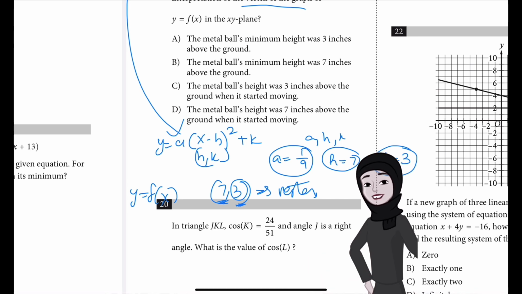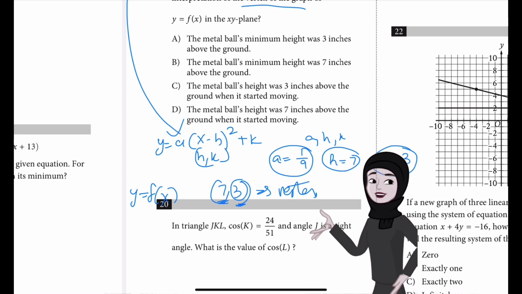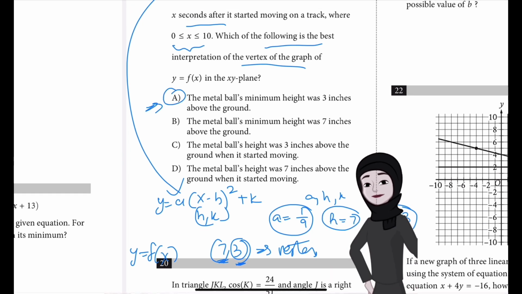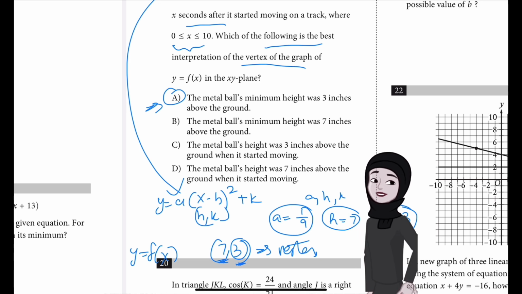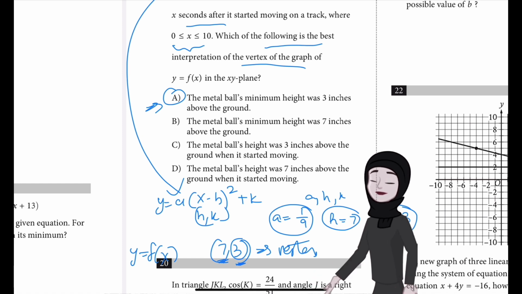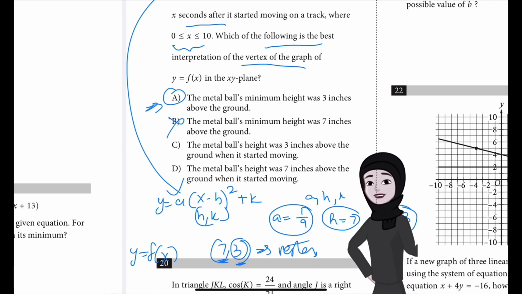Okay. So the best interpretation of the vertex of the graph of y is equal to f of x is that the metal ball's minimum height was 3 inches above the ground. So we'll have to go with answer choice A. The metal ball's minimum height was 3 inches above the ground, so it's matching answer choice A. B says the metal ball's minimum height was 7 inches above the ground. But that's not correct. 7 over here represents the time in seconds, while 3 represents the height.